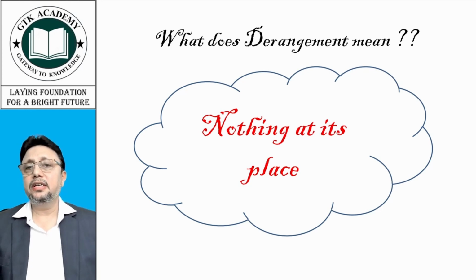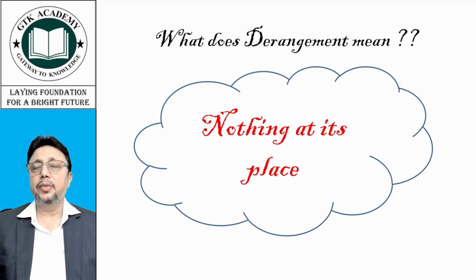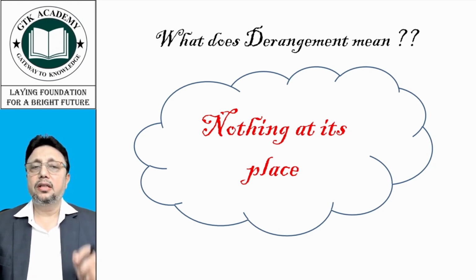In a truly mathematical sense, when our mom and dad make this statement, it may not be a perfect derangement, but perfect derangement means that if you have n things in a room and you have a place for all n things, but none of the things occupies the place meant for it, that is called derangement.